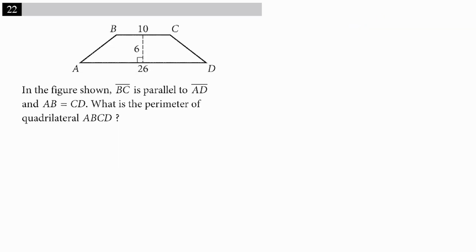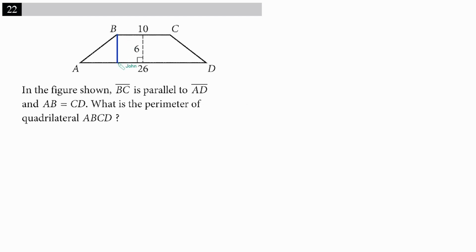In the figure shown, BC is parallel to AD and AB is equal to CD. What is the perimeter of quadrilateral ABCD? It's not obvious how to find the lengths of AB and CD using the picture as it's given. So let's draw some triangles for ourselves to make it easier.